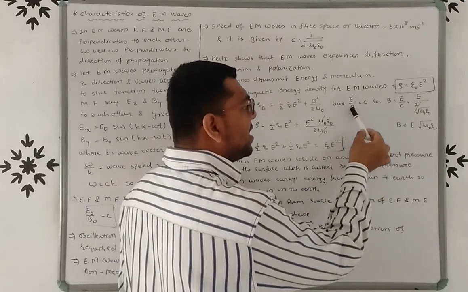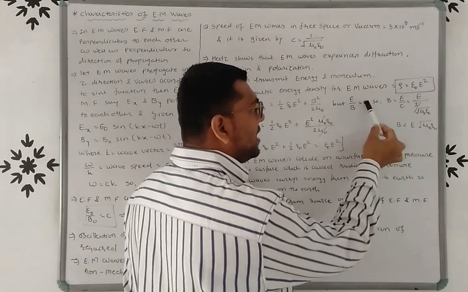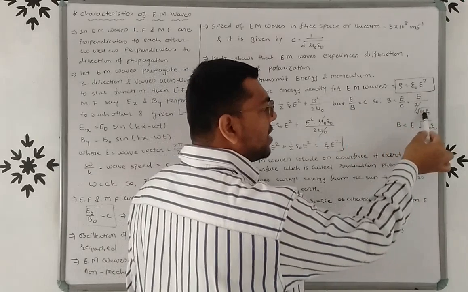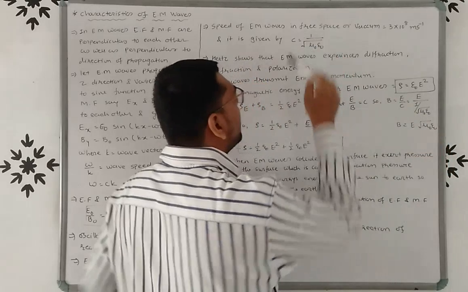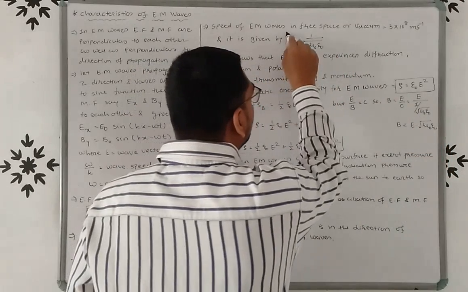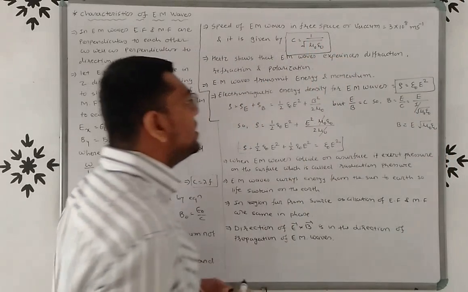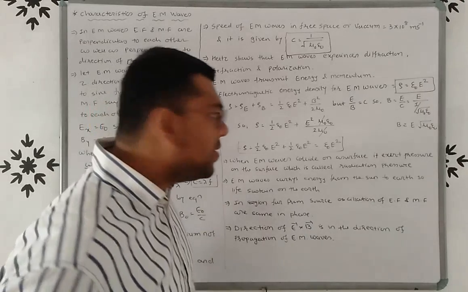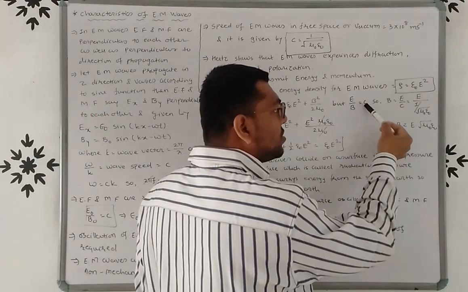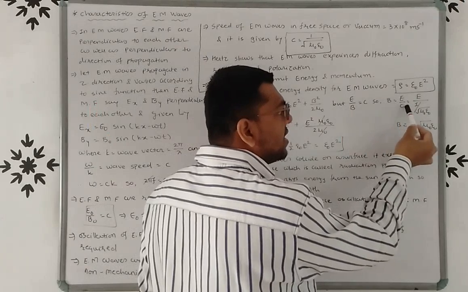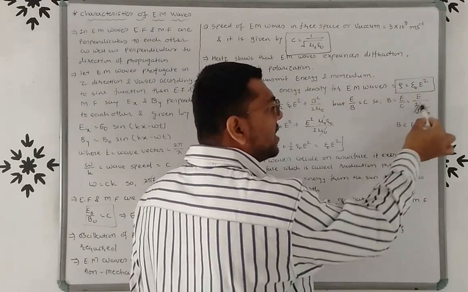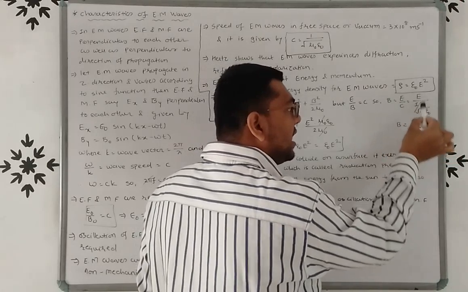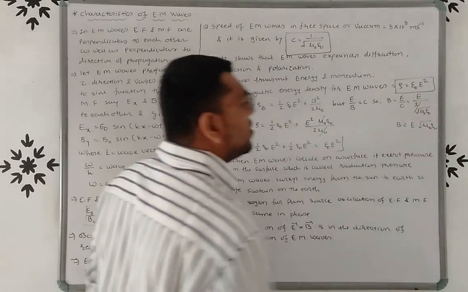So we know that E by B is equal to C. So we can write B is equal to E by C, where C is 1 upon square root of mu 0 epsilon 0. We already discussed this. To derive the relation between E and B, we know that E by B is equal to C, so B is equal to E by C, but C is equal to 1 by square root of mu 0 epsilon 0. So we can write B is equal to E into square root of mu 0 epsilon 0.